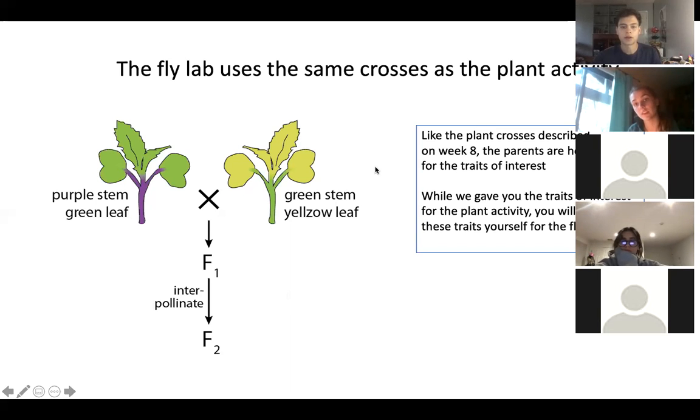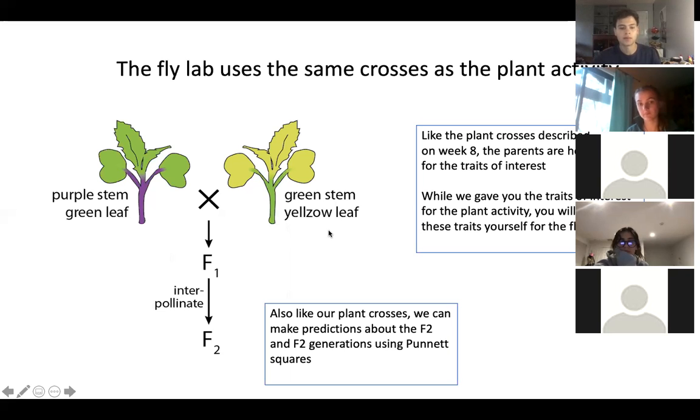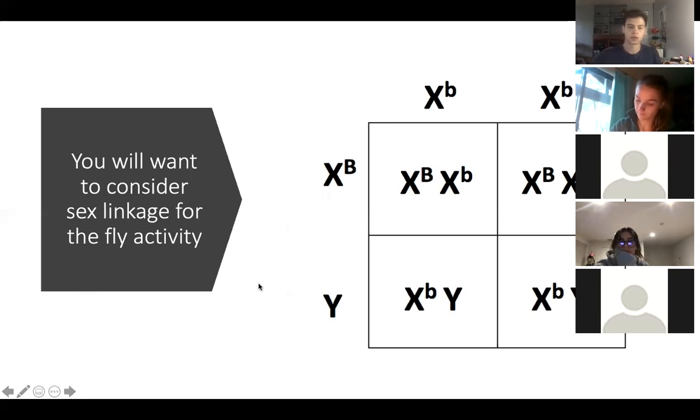So again, the parents are homozygous for the traits of interest, like in the plant lab. This time we're working with flies though. But this time you're going to be finding these traits yourself. Also like the plant lab, we're going to make predictions about the F2 generations using Punnett squares. So one slight difference between this lab and the plant lab is that you're going to be investigating sex linkage instead of just the kind of linkage we studied in the plant lab. So you're going to set up your Punnett squares a little differently for this.